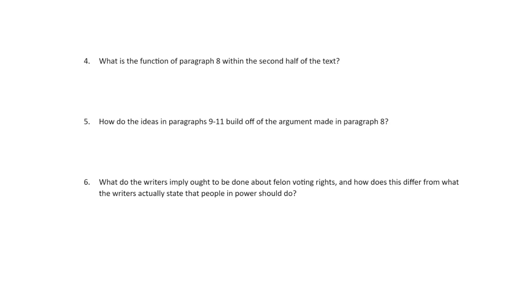And that brings us to number 6. What do the writers imply ought to be done about felon voting rights, and how does this differ from what the writers actually state that people in power should do? So looking at just the second half, we can see that the writers of this argument clearly believe that ex-felons deserve the right to vote, and that all laws barring them from voting should be ultimately eliminated.